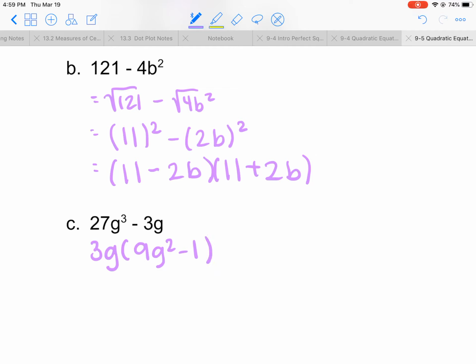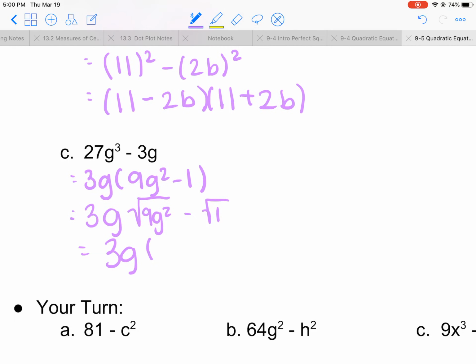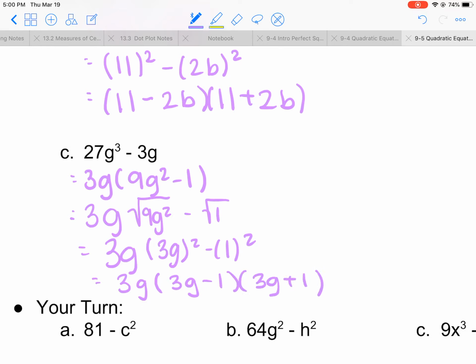And now I'm going to factor 9g squared minus 1. So I'll take the square root of 9g squared minus the square root of 1, which gives me (3g) squared minus 1 squared. So this turns into 3g, which is my greatest common factor. And I'm going to have (3g - 1) and (3g + 1). And that is my factored polynomial.